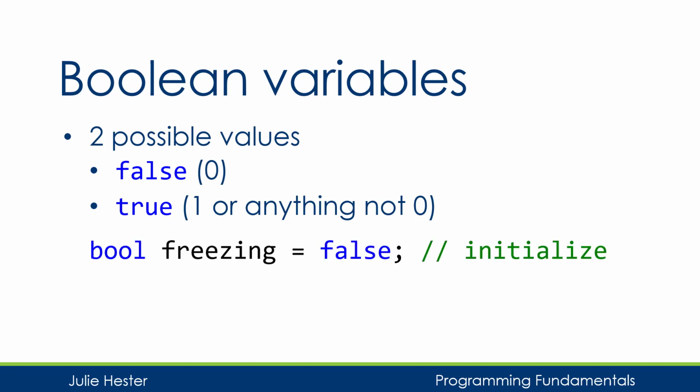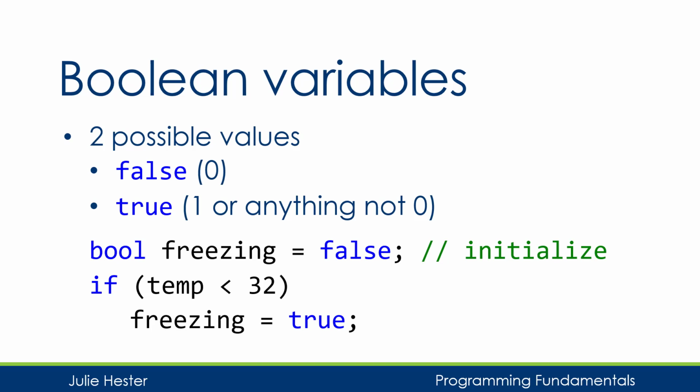And the way I'm going to create this is I'm going to use bool as my data type. Here I have a variable named freezing, and I'm initializing it to a value of false. Now I can compare the temperature to 32 to decide if I want to change freezing's value. And if the temperature is less than 32, and this would be 32 degrees Fahrenheit, then I want to change freezing's value to true to say, yes, it is freezing.